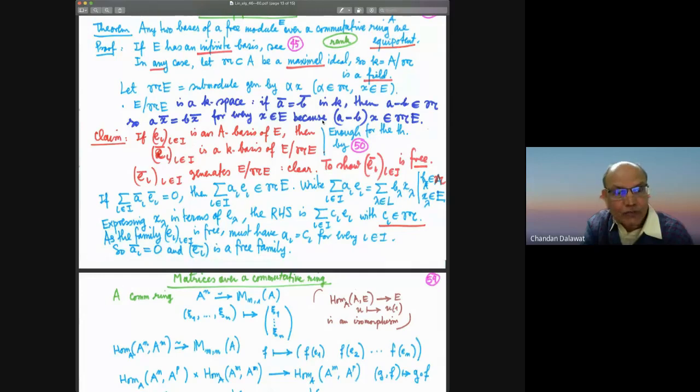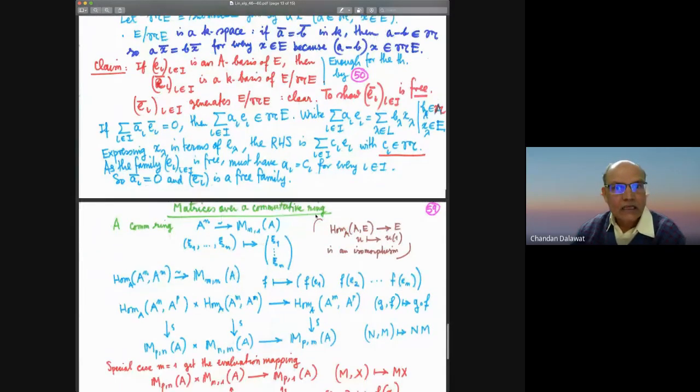And this construction has the property that if I start with a basis of the A module E, then I get a basis of the K space, E modulo ME. Okay, so here's the checking that if e_iota is a basis of E, then e_iota bar is a basis of E modulo ME. So it's clear that this will be a generating family, and you have to check that it's free. And here's a small amount of checking which is required. And I'm already 1 minute over time.